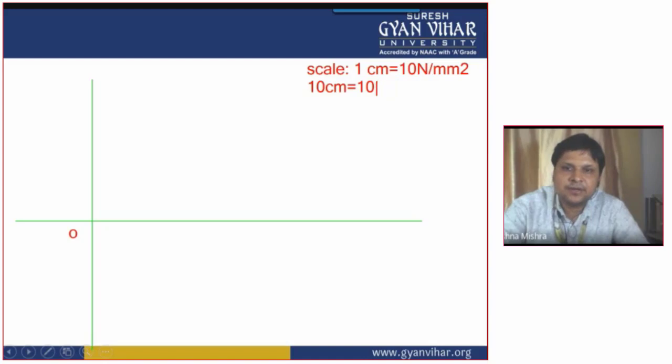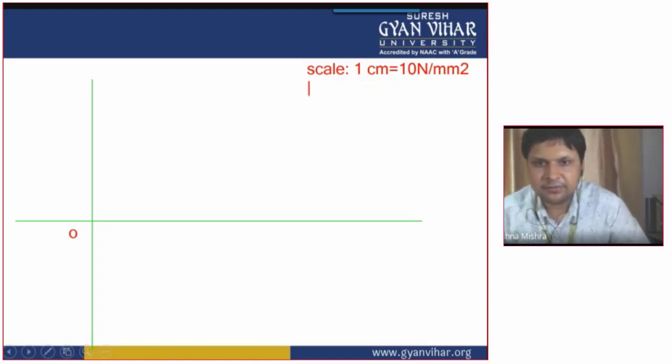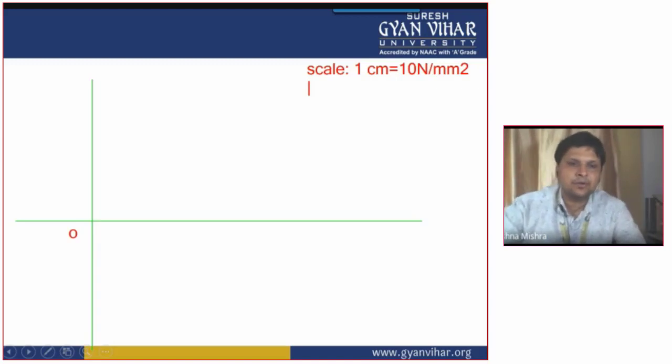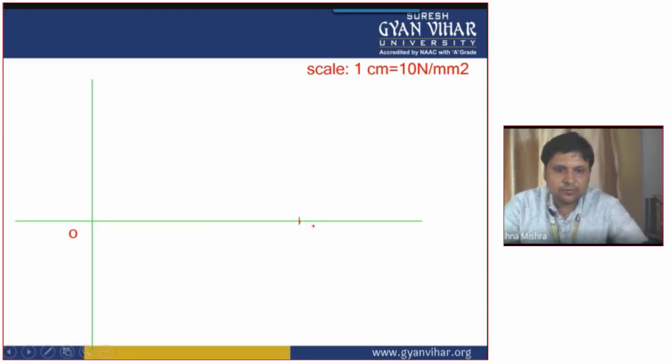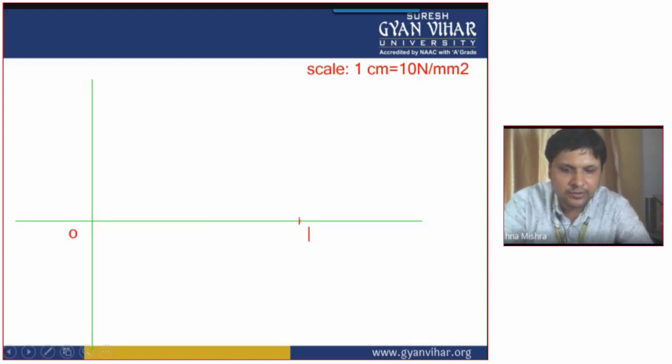So first of all, a scale is taken, and if 100 Newton per mm square is the stress sigma value, you will take 10 centimeter. From this point O, you will take a scale and you will draw a 10 centimeter line. Wherever it will intersect, you will draw a point like this, and you can name this point any name. If you want to take some common name, just name it as J.